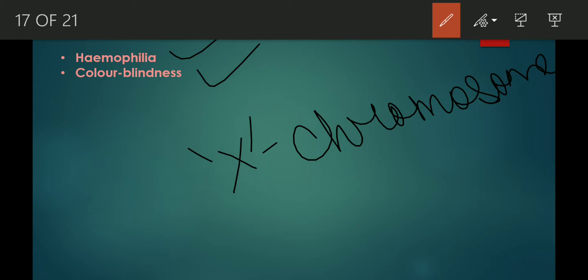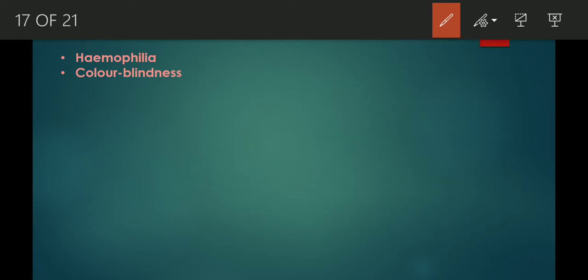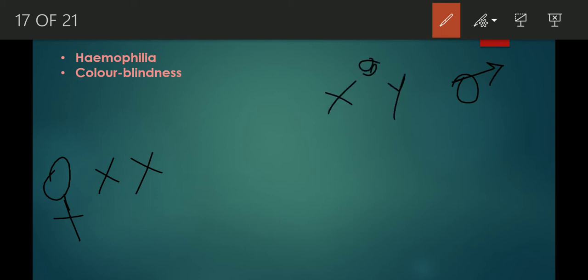Both things. So let's see, in the first case, let's consider there is a normal mother, XX, and the father is color blind or hemophilic. See, X naught means the X chromosome present in the father that contains the allele of that particular defect. Okay.